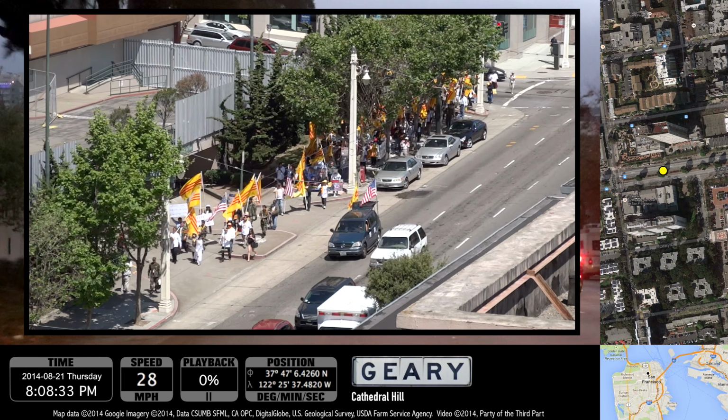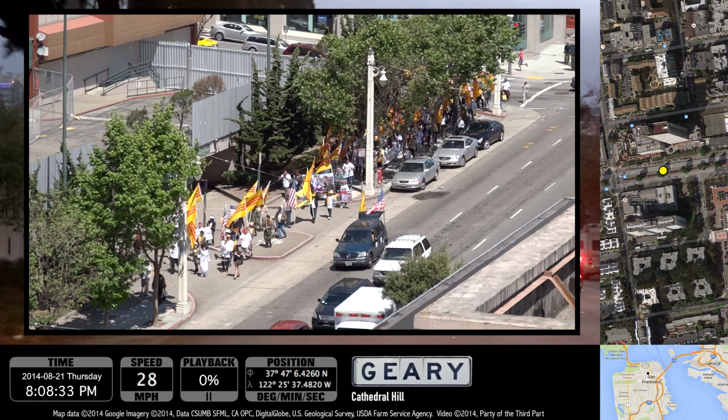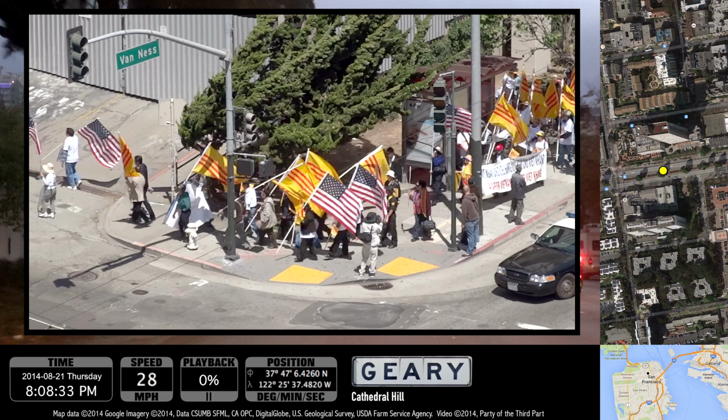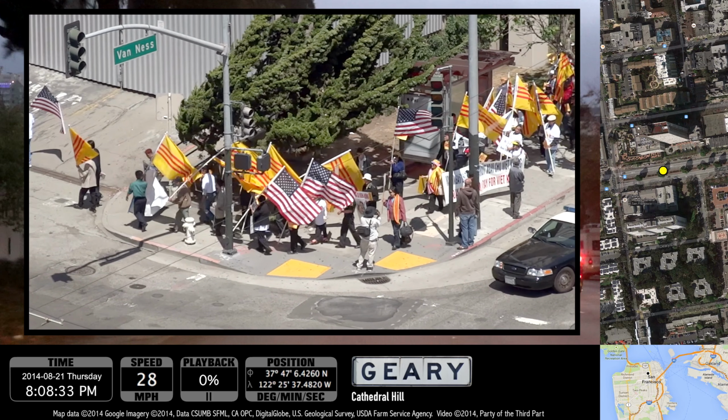Here's a protest a while ago that was about Vietnam marching over Cathedral Hill on their way to the Chinese consulate. You'll notice that this was back when the hotel was still there.